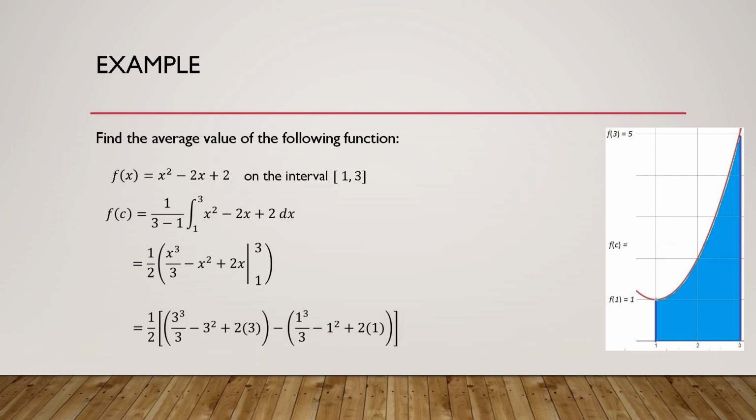This equals 1/2 times the quantity of 3 to the third over 3 minus 3 squared plus 2 times 3, minus the quantity of 1 cubed over 3 minus 1 squared plus 2 times 1. Simplifying, we get 1/2 times the quantity of 9 minus 9 plus 6, minus the quantity of 1/3 minus 1 plus 2. Simplifying further, we get 1/2 times the quantity of 6 minus 4 over 3, or 1/2 times 14 over 3, which gives us our final answer, 7 over 3.